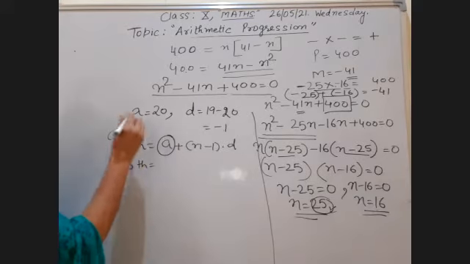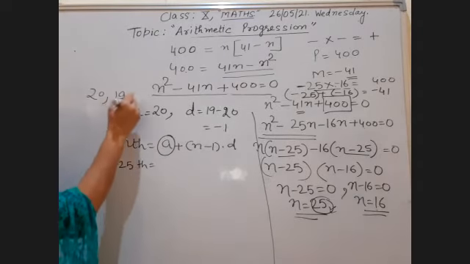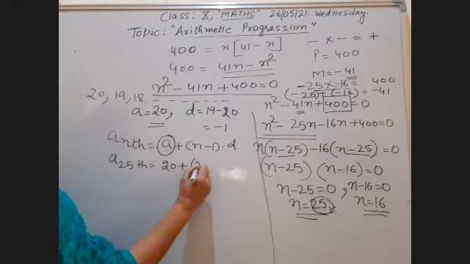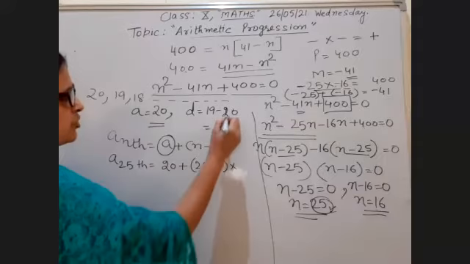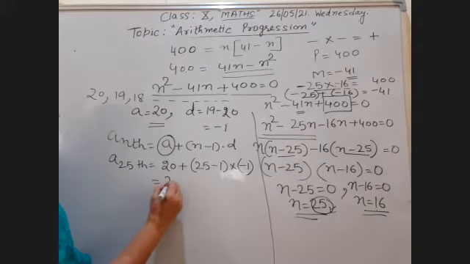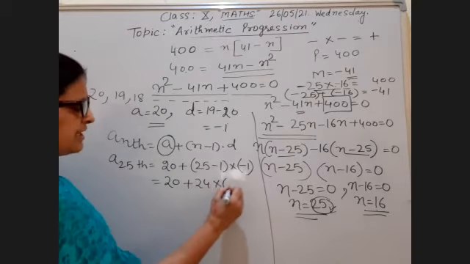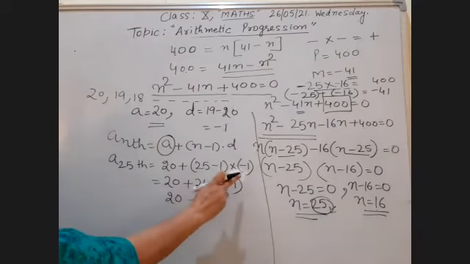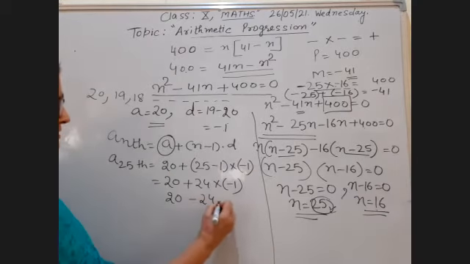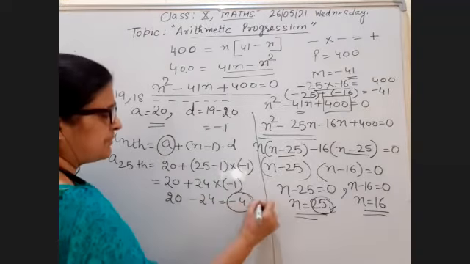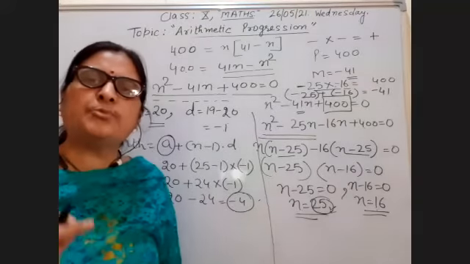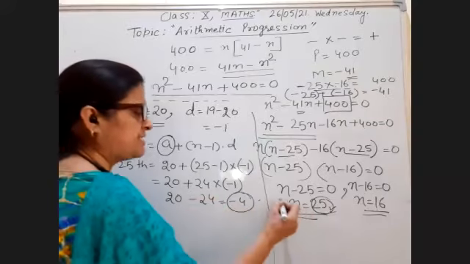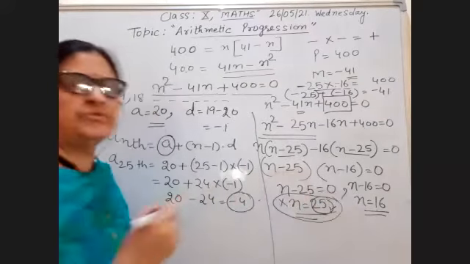So your first term given in the question, what form of AP was formed? 20, 19, 18 and so on. First term is 20. And when the number of rows are 25 and common difference is minus 1, so 20 plus 24 into minus 1. So 20 plus 25 minus 1 into minus 1. So minus 4, because the number of logs at the top row cannot be negative. So it is not possible that the number of rows is 25.